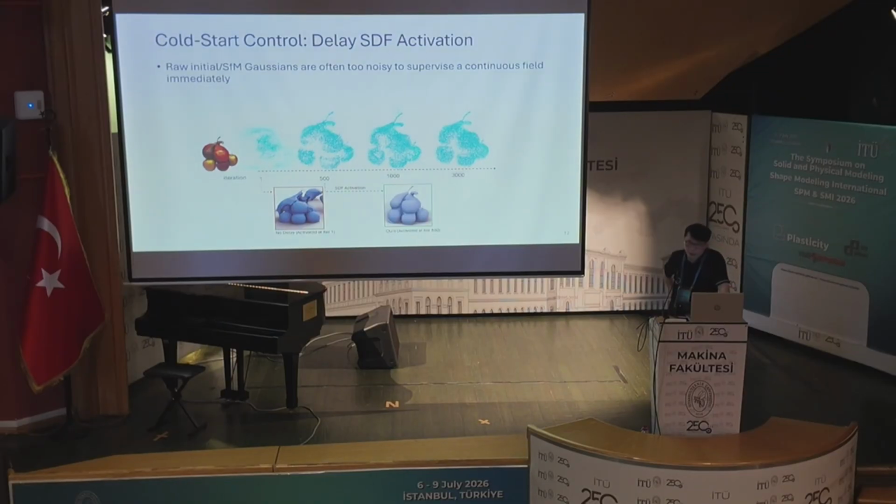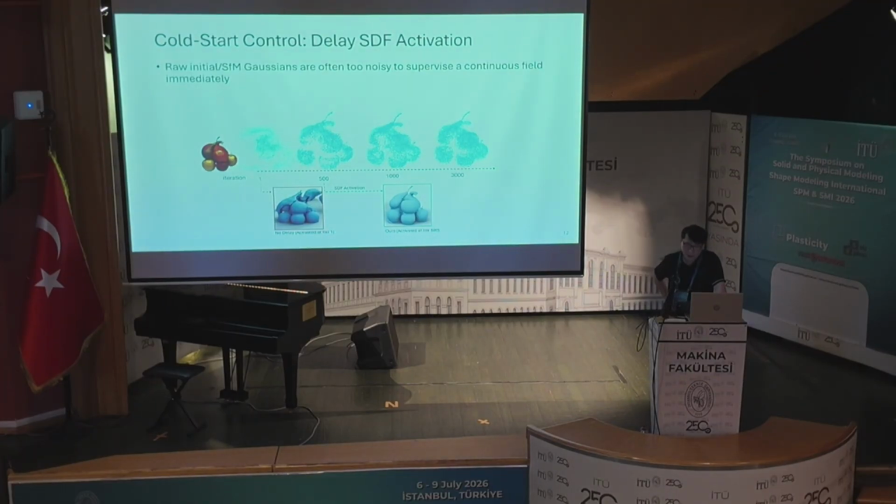And we have one practical issue to consider in our experimental results and implementation. We call this a cold start problem. At the very beginning of the training, we observed that the initial Gaussians, which are typically from structure from motion or even from random initialization, are very noisy. If we use them directly to supervise the signed distance field immediately, then the SDF may learn a wrong surface. So in our implementation, we consider a so-called cold start strategy.